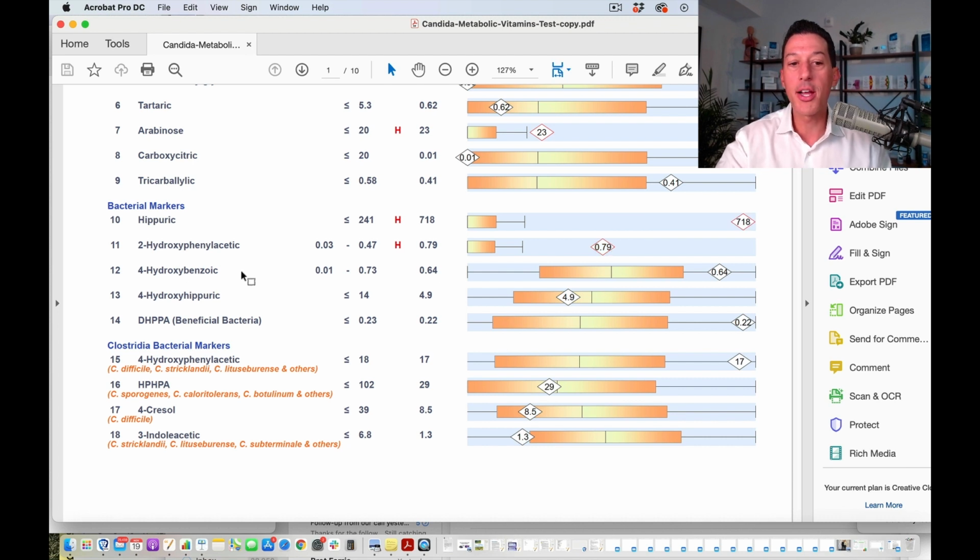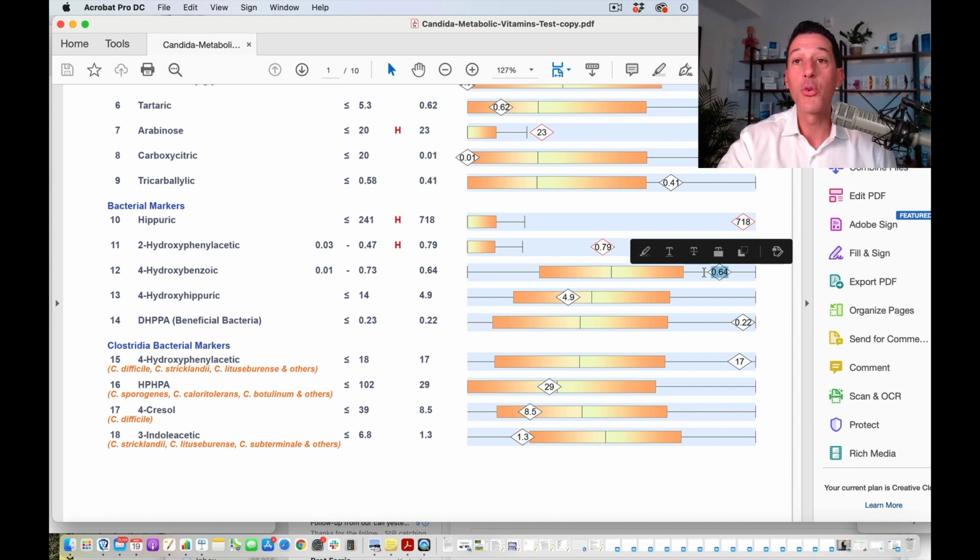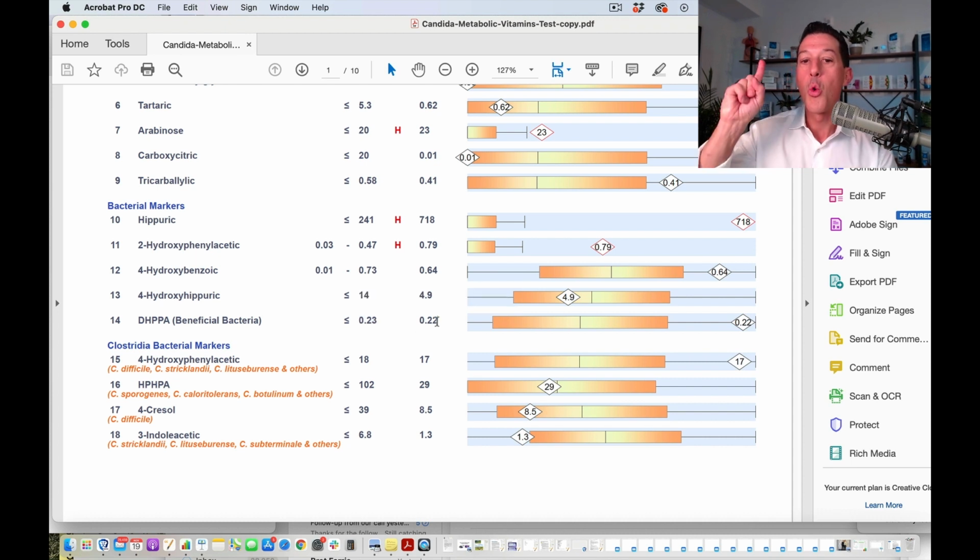Then we go down to hydroxybenzoic acid. Although not in the red, they are certainly out of range. That's a high normal. Number 13, 4-hydroxyhippuric acid, is normal. And then we go to the beneficial bacteria, which is really interesting. And this is high normal, really out of range. Here's why. Normal is 0 to 0.23. This person's a 2.22. 1/1000th of a point higher, and they would be out of range. So now you're looking at 4 out of the 5 bacterial markers elevated. This person definitely has some type of bacterial overgrowth.